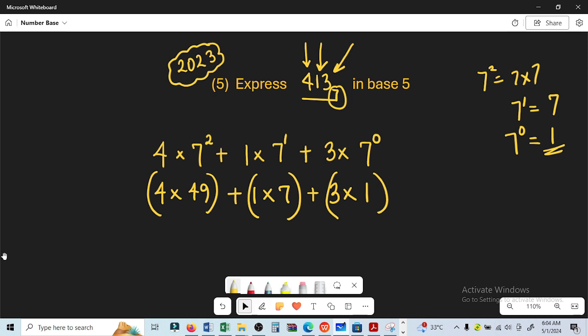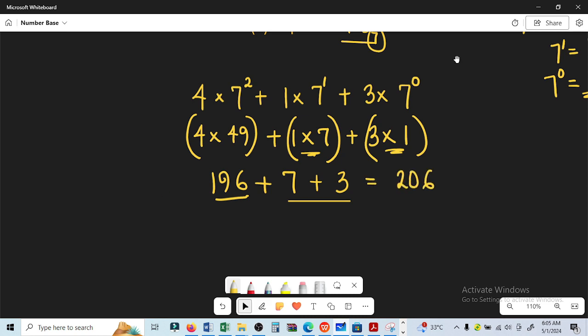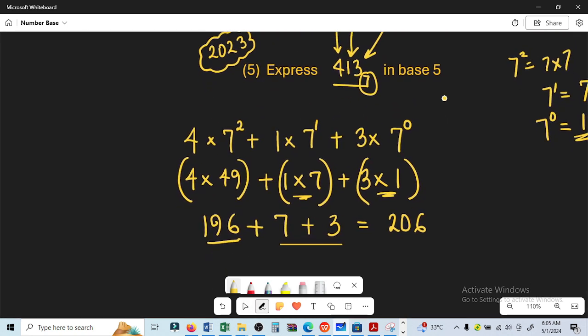As simple as that. Now I need to multiply. To make it faster, you could use your calculator. After multiplying this, you get 196 plus 7, plus 3. This is 10. Added to this would be 206. So now, what you've done is you have converted this number here to base 10. But then they said we should take it to base 5. You needed to take it to base 10 before you get to base 5.